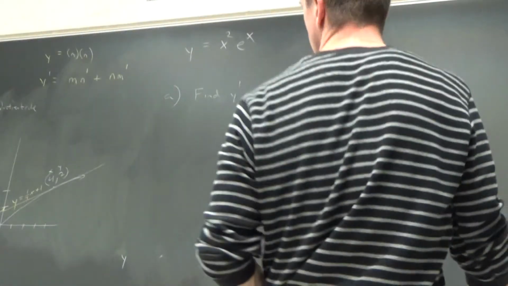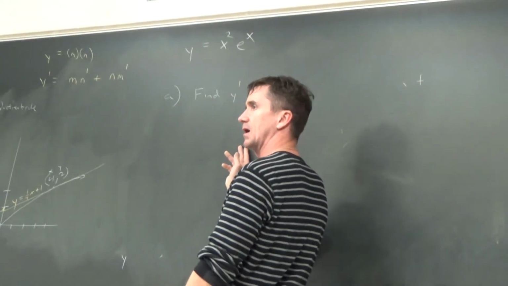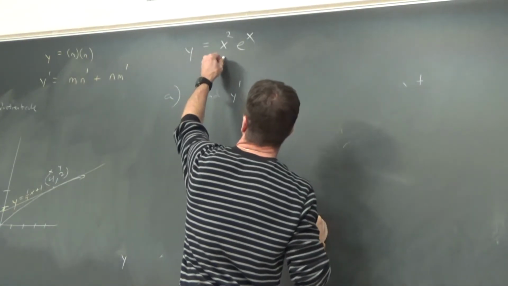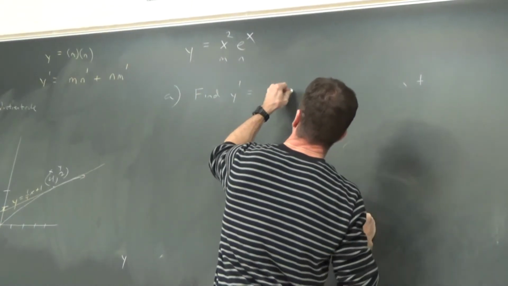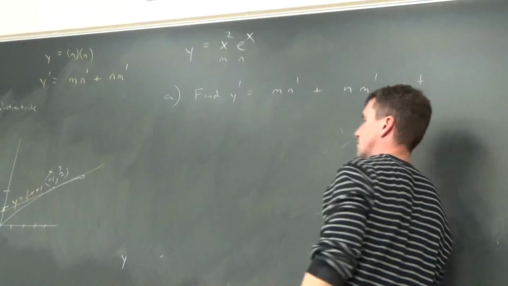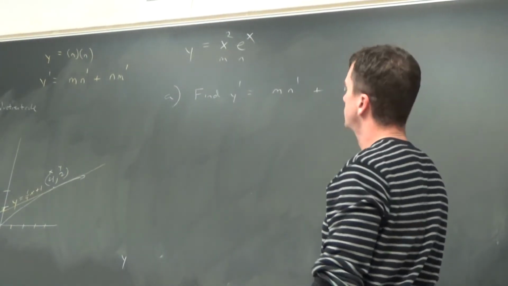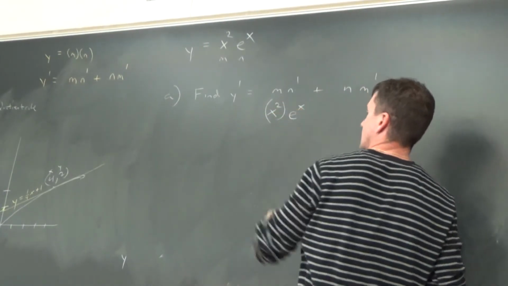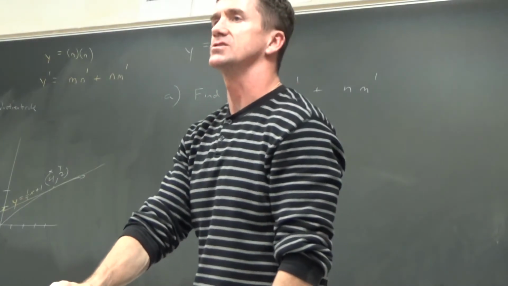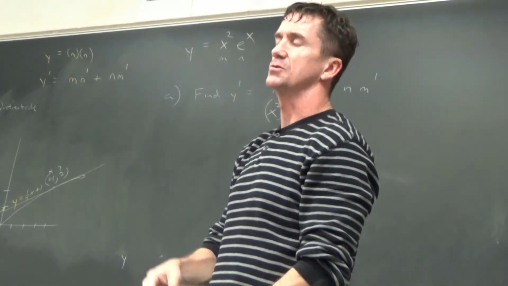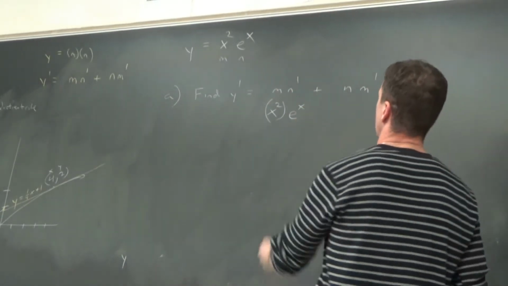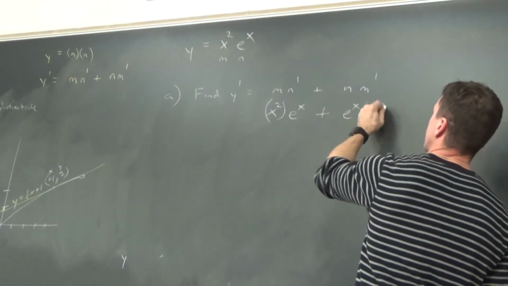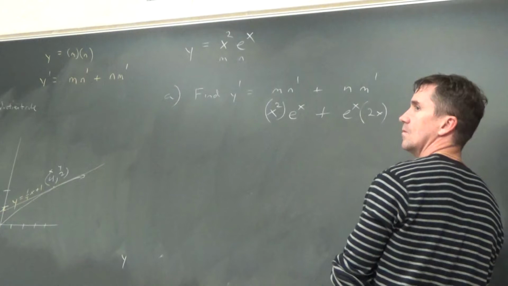So give it a shot. Get your M, do your N, do your M prime stuff, right? First times derivative of the second plus second times derivative of the first. M times N prime plus N times M prime. So M is x squared. What's the derivative of e to the x? e to the x. That cool, everyone? The only function whose derivative is itself, right? Plus e to the x, and what's M prime? 2x, sorry. This is 2x, right? Everyone okay with that?